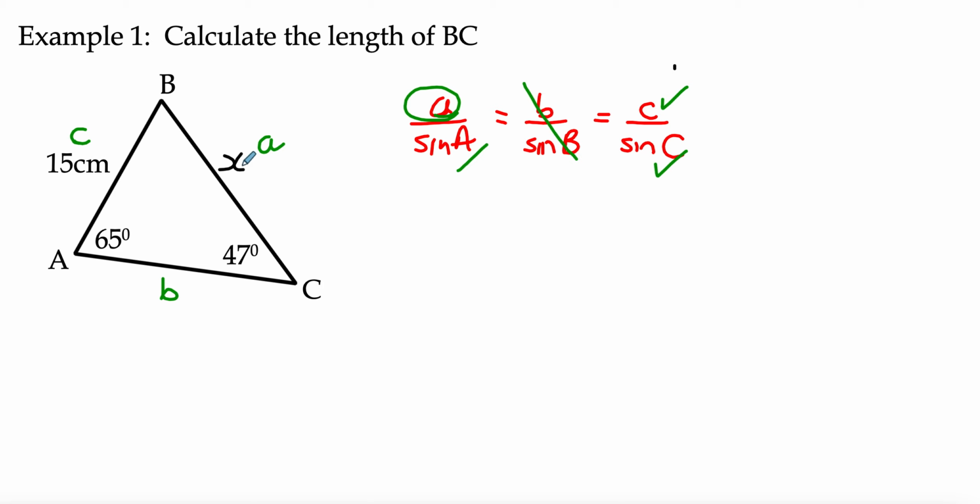I've called the unknown side x, so I'm going to write in x here instead of small a over sine of A. Now this time we can replace capital A with 65 degrees, is equal to small c is 15, and the sine of capital C is 47 degrees. Okay, so there we go.